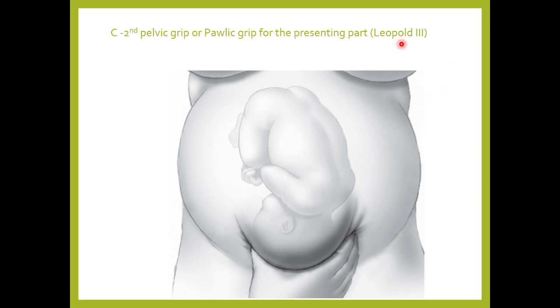By Leopold III, we apply the second pelvic grip to know which part is occupying the lower uterine segment, that is to say, looking for the presenting part. Use all your fingers over the lower uterine segment to feel whether it is head or breech.